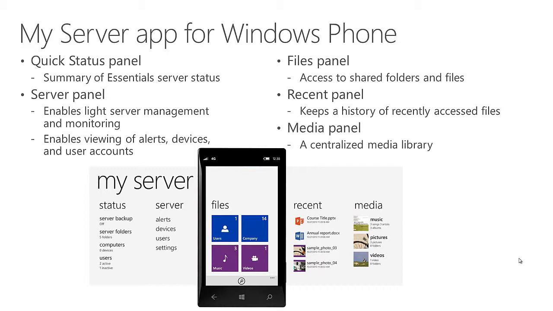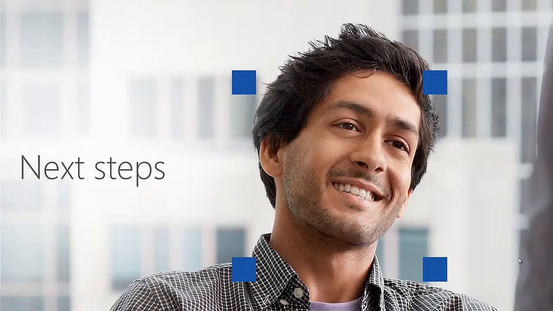On the Files panel, here's where you'd have access to shared folders and files like before. There's a panel for recent activity, so it just keeps track of the things that you've used recently and gives you an easy way to access those. One of the things that the Windows Phone app lets you do is have access to streaming media. So again, if you've installed that optional component, you can use your phone to remotely stream music or video right to your phone. So that can be handy as well.